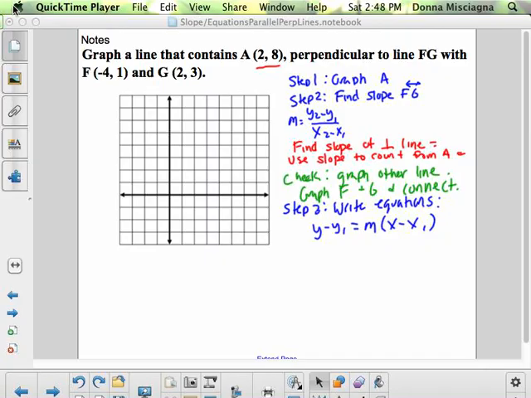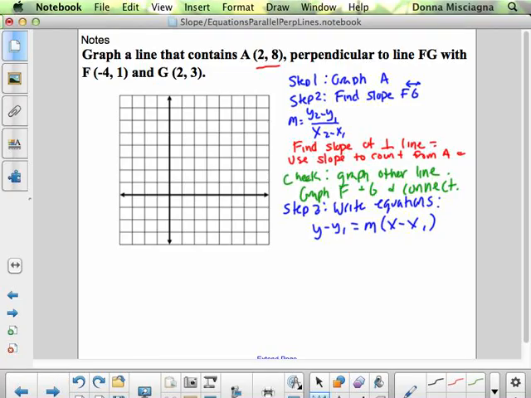So graph a line that contains A (2, 8), perpendicular to line FG, with F at (-4, 1) and G at (2, 3). So these are two separate lines. One is line FG, which contains the points F and G, and one is a perpendicular line that contains point A. So step one, let's go ahead and graph point A. Point A is at (2, 8). So 2, 1, 2, 3, 4, 5, 6, 7, 8. Just fits.